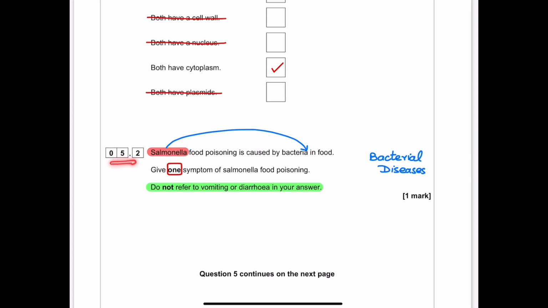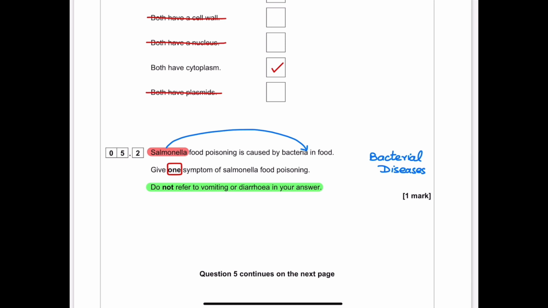Five point two is from the topic of bacterial diseases. Salmonella food poisoning is caused by bacteria in food. Give one symptom of Salmonella food poisoning. Do not refer to vomiting or diarrhea in your answer.